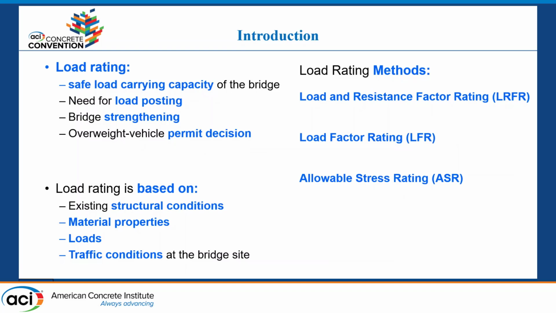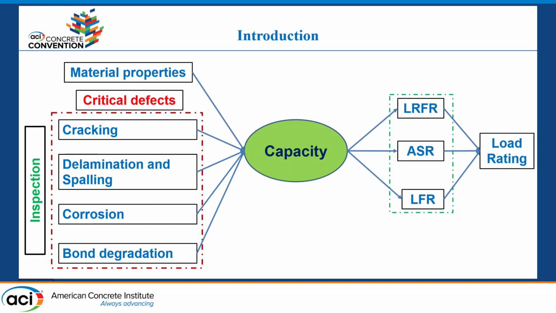So it is assumed that inspections are carried out at regular intervals to get the present conditions of the bridge. The Manual for Bridge Evaluation has given 3 analytical methods for load rating: load and resistance factor rating, load factor rating, and allowable stress rating. In order to carry out the load rating of these bridges, the capacity has to be calculated. The capacity depends on the material properties and the structural layout in the present condition.